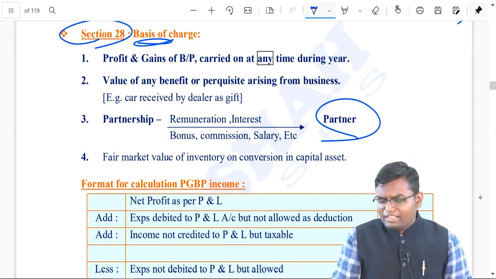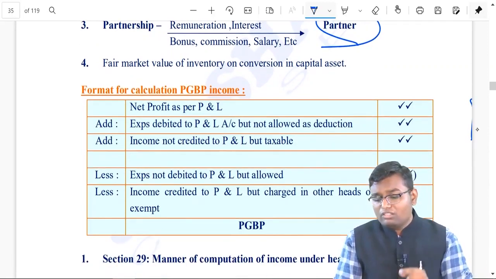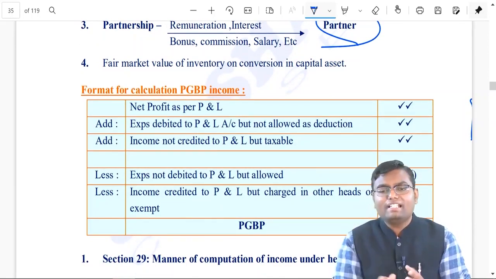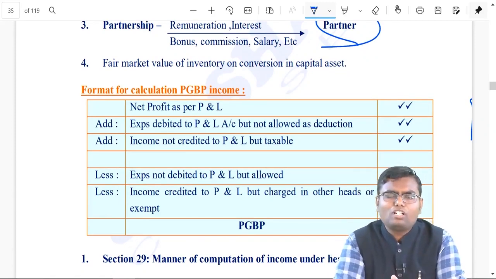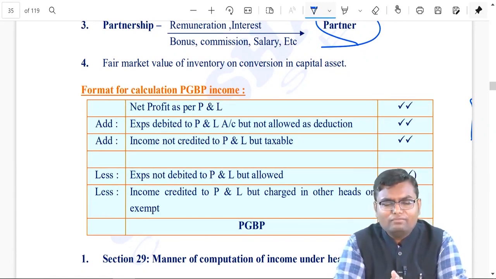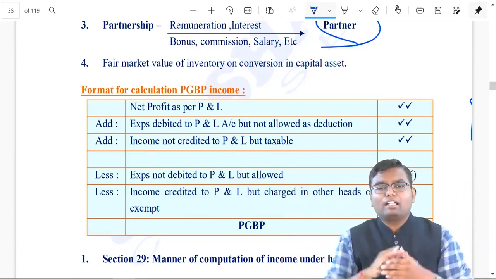Now here I have written a general format of how we generally compute PGBP income. First, we always start with net profit as per P&L. Whatever is the excess of income over expenditure, or whatever is the net profit given in the P&L, we start with that. From that, we look at the debit side of the P&L, at which kind of expenses are not allowed. We have already deducted them in P&L. So now it is time to disallow. Now it is time to add back.